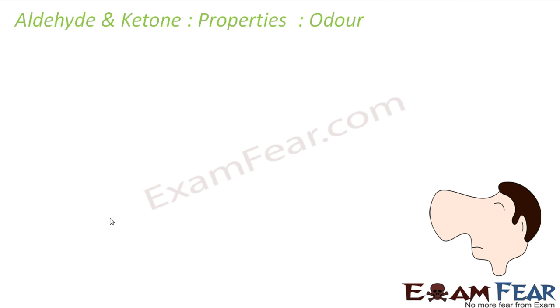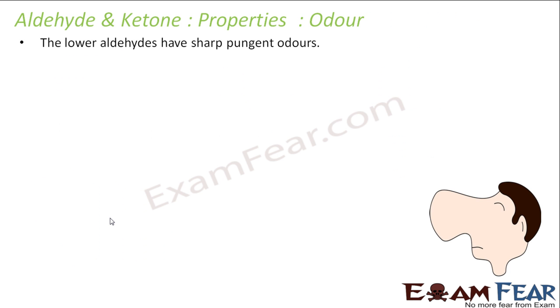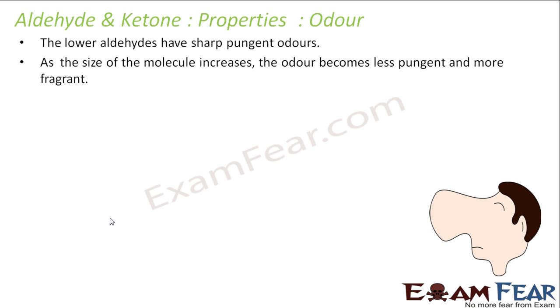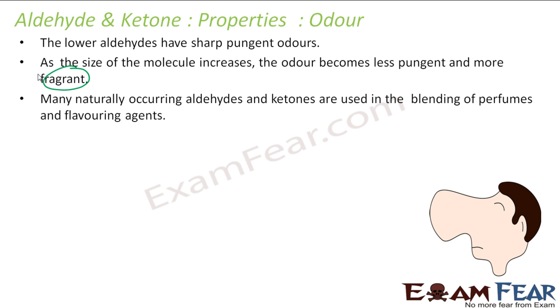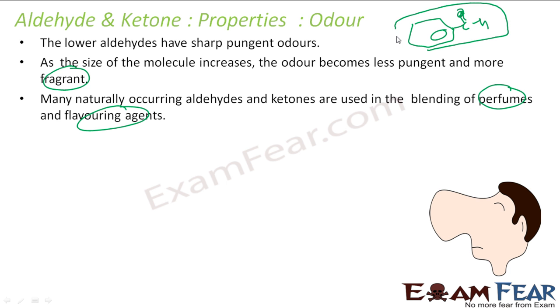Let's talk about the odour of the aldehydes and ketones. The lower aldehydes and ketones have a very sharp, pungent, bad smell. But if you increase the molecular size, their odour becomes more and more fragrant. In fact, aldehydes and ketones are used for perfumes and as flavoring agents. For almonds, we use benzaldehyde. This is used to give almond flavor.